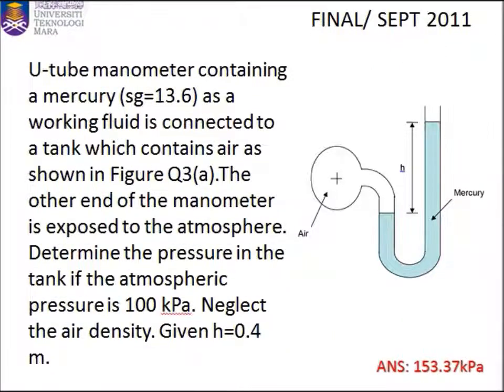So this is an example of a question about this manometer. A U-tube manometer containing mercury, specific gravity 13.6, as a working fluid is connected to a tank which contains air as shown in the figure. The other end of the manometer is exposed to the atmosphere. Determine the pressure in the tank if the atmospheric pressure is 100 kilopascal. Neglect the air density and given h equals 0.4.